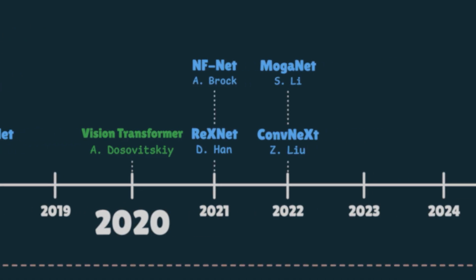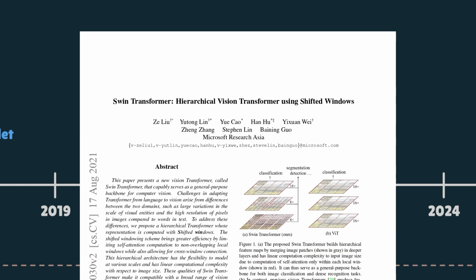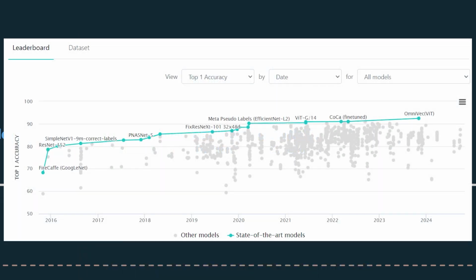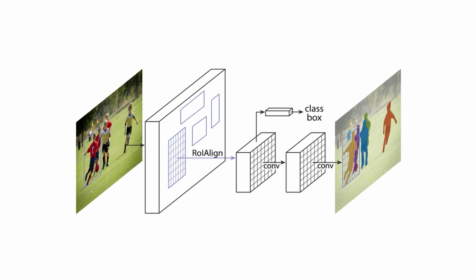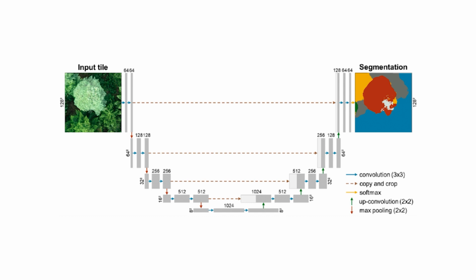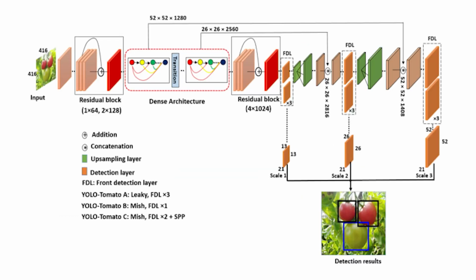From 2020 onwards, transformer-based architectures such as vision transformers, Swin Transformer, and data-efficient image transformers have established themselves as the state-of-the-art in image classification tasks. However, despite this shift, CNNs continue to be widely used across various applications. They primarily serve as effective feature extractors due to their established performance and efficiency.